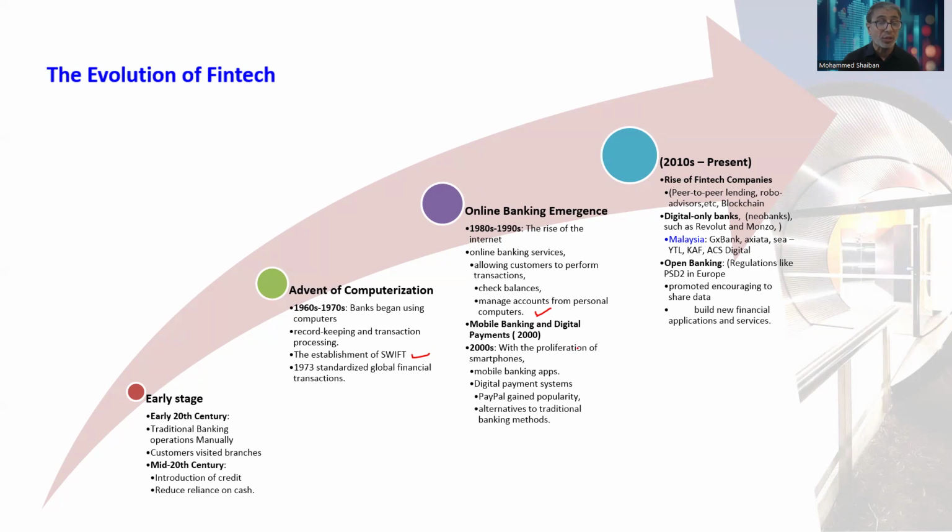When smartphones came along, mobile apps started to appear, and we have a lot of them in Malaysia, especially Maybank, MAE. So there are many mobile banking apps, and they started with mobile banking. And we started digital payment systems like PayPal, and then we have so many. Now we have Touch 'n Go. All those wallets come after that.